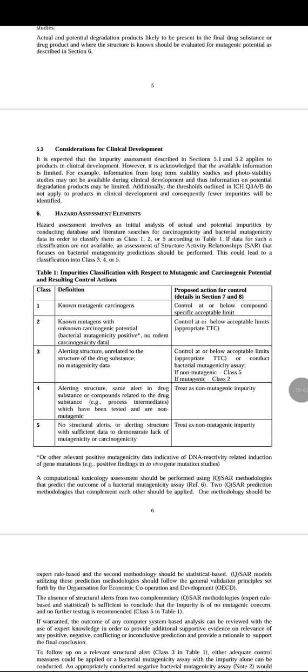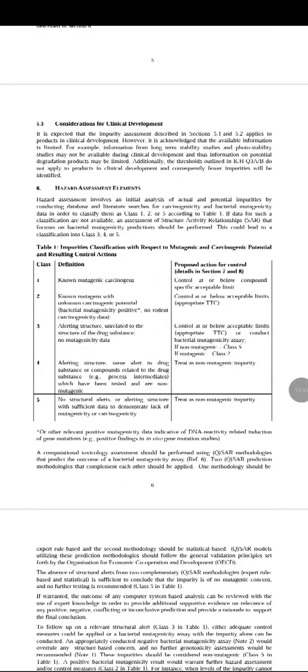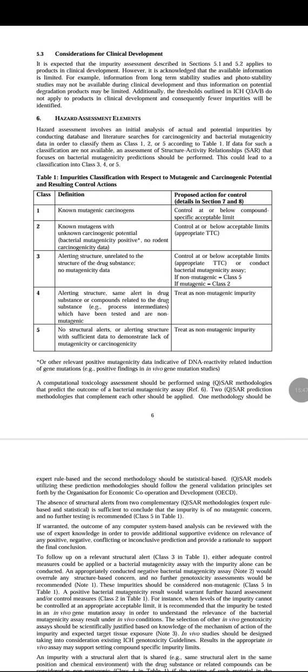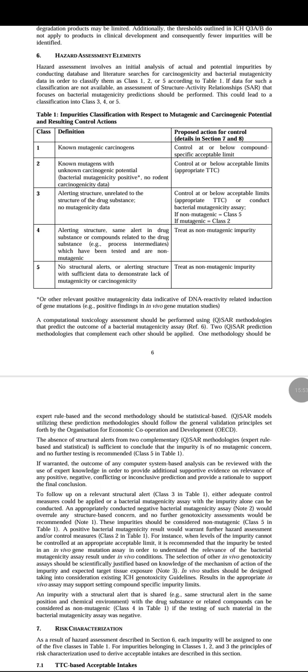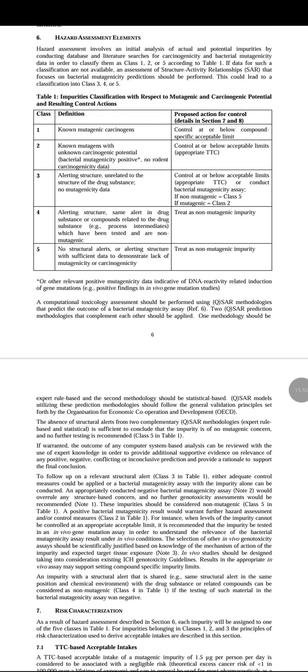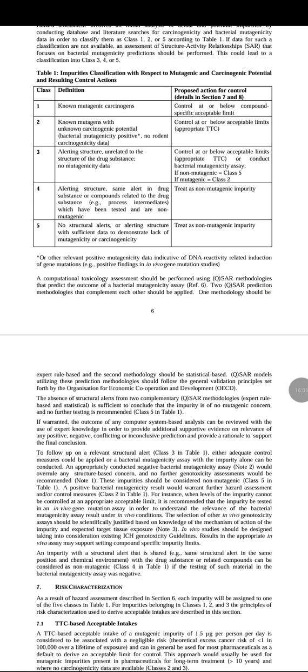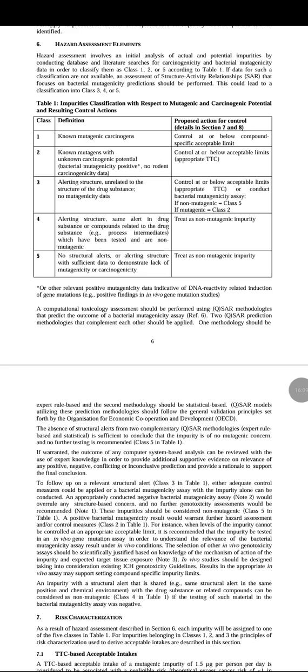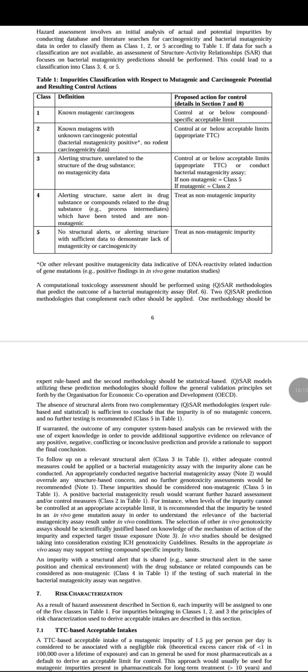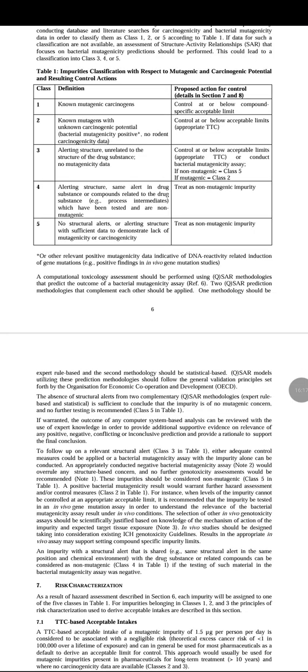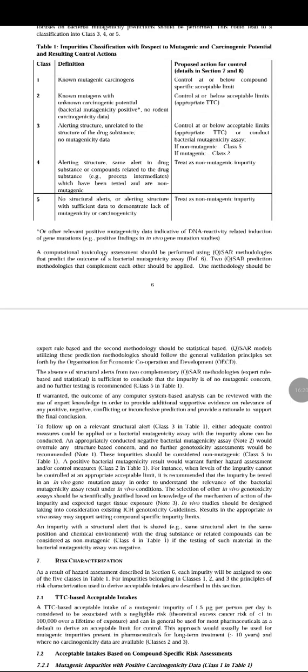and drug products, where the structure is known, should be evaluated for mutagenic potential as described in section 6. Consideration of clinical development is given in this chapter. Then hazard assessment elements. Hazard assessment should be initiated by analyzing actual and potential impurities by conducting database and literature searches, such as for carcinogenicity and bacterial mutagenicity data, in order to classify them into class 1 to 3 according to table 1. If such classification data is not available, an assessment of structure activity relationships that focuses on bacterial mutagenicity prediction should be performed, and impurities should be classified into class 3, 4, or 5.